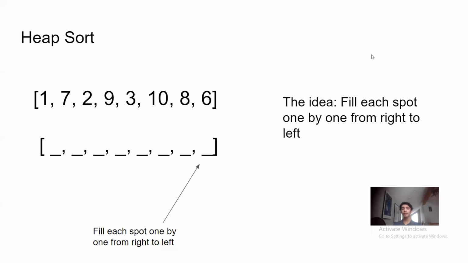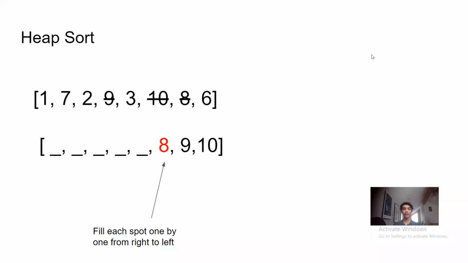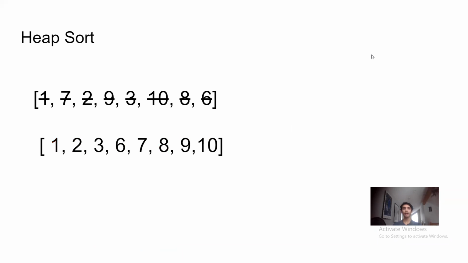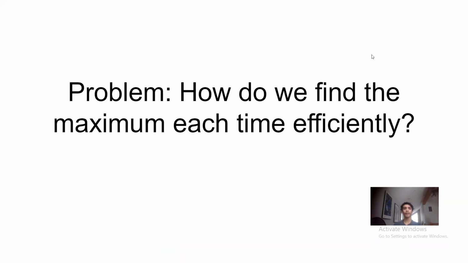In this video, we'll implement one of the most popularly used sorting algorithms, the heap sort. The idea behind it is to fill each spot one by one from right to left. For example, here I would fill it 10, then 9, then 8, then 7, then 6, then 3, then 2, and then 1, until it is sorted.